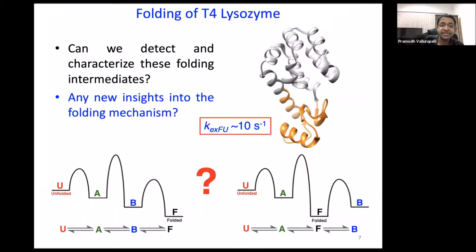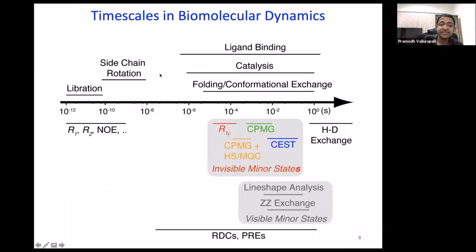Okay, so the questions for us were, can we detect and characterize these folding intermediates, and can we get any insights into the folding mechanism? Is it this one where B is involved in folding, or this one where B is not involved in folding? What we know is that the exchange rate is around 10 per second. As we know, biomolecular conformational dynamics occurs on the picosecond to hours time scale, and we can use different NMR experiments to probe dynamics occurring over different time scales. And as protein folds at a rate of about 10 per second, we will use the chemical exchange saturation transfer, or CEST, experiment to study this dynamics.